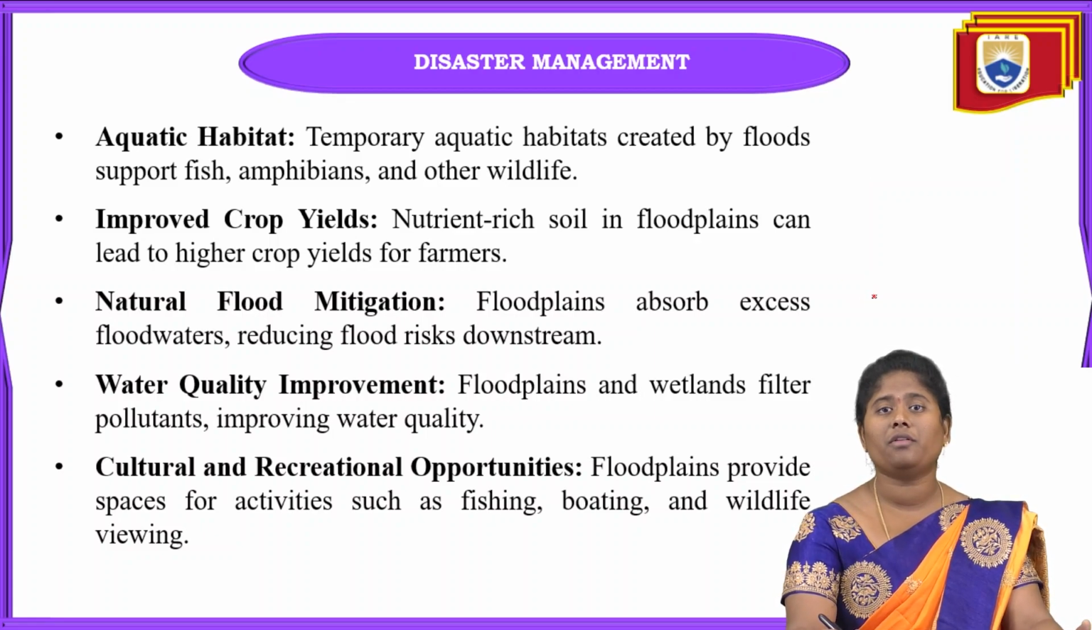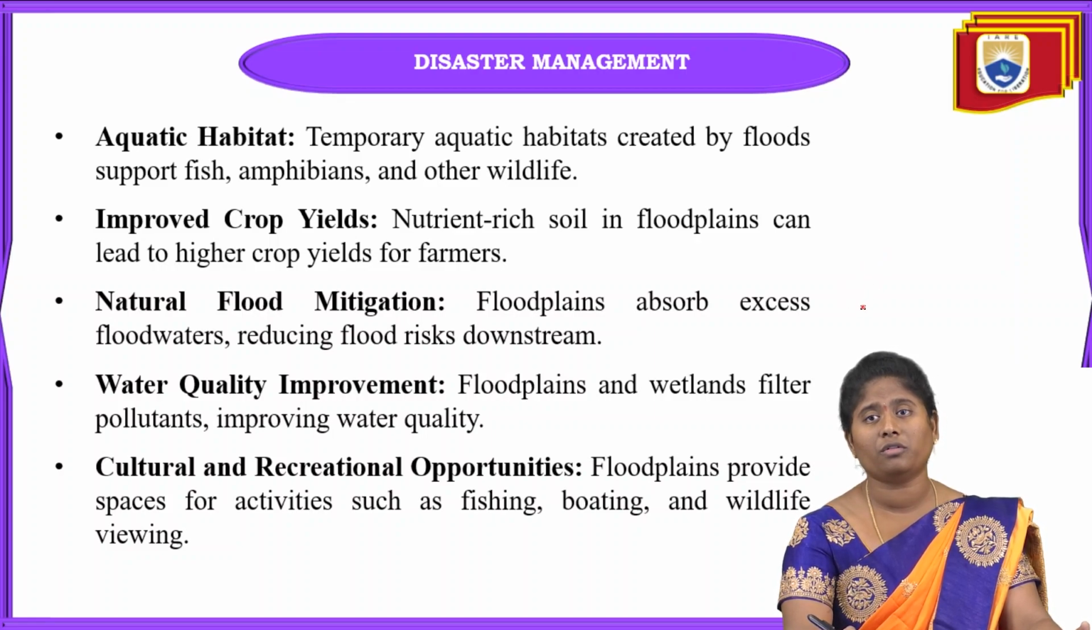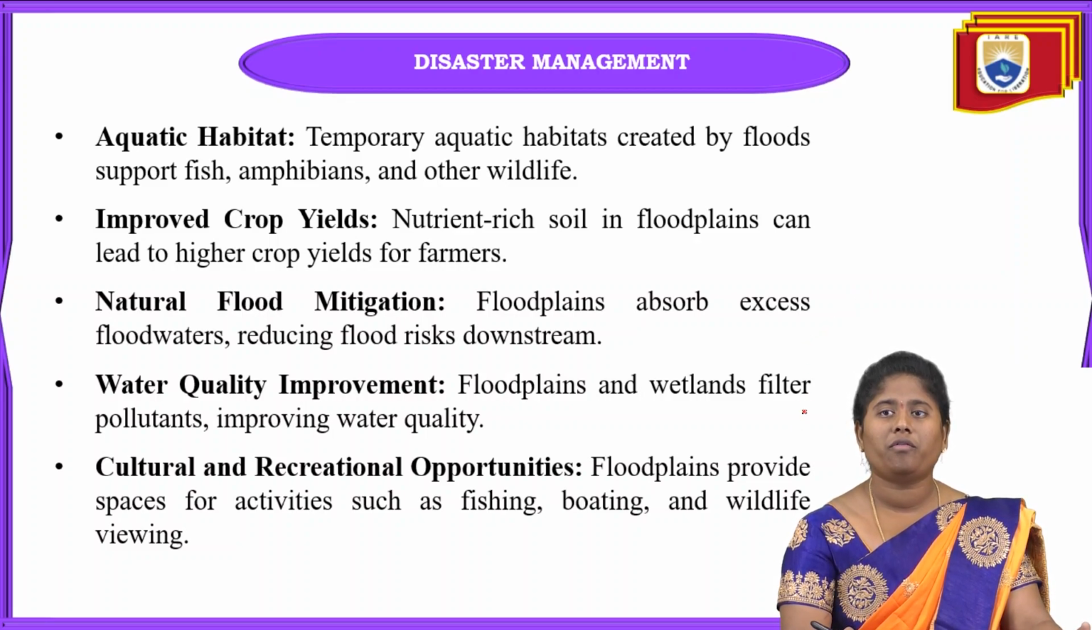Next one is natural flood mitigation. These floodplains can absorb the excess amount of flood water, which will reduce the flood risk downstream. Next one is water quality improvement. Due to the floodplains and the wetlands, which filter pollutants, water quality is going to improve because of these floods.